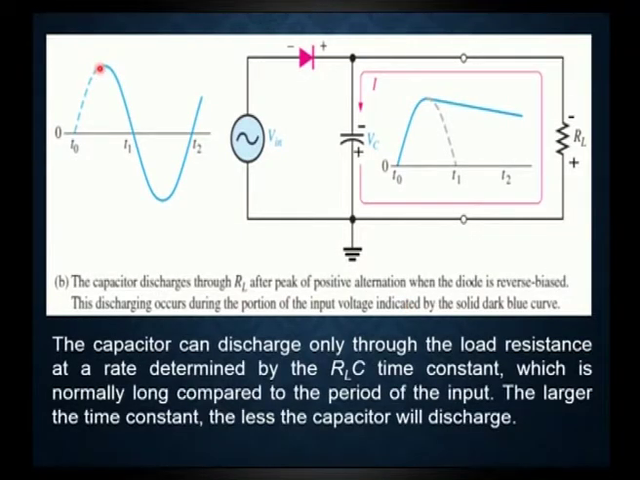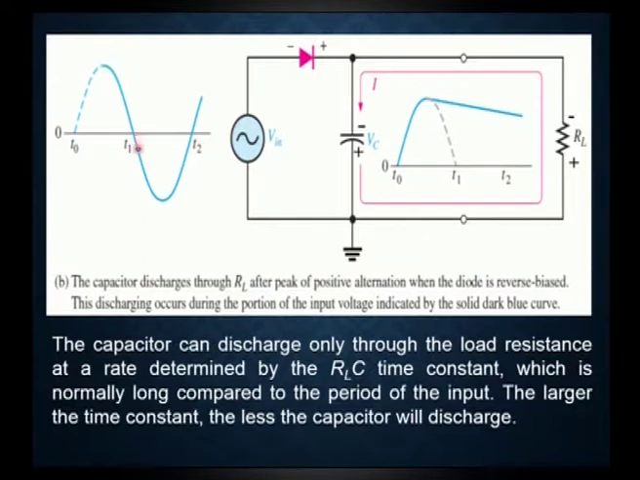Next, after this dotted line, when the input crosses the peak voltage, what happens? The capacitor starts discharging through RL after the peak of the positive alternation, when the diode is reverse biased. This discharging occurs during the portion of the input voltage indicated here. So, whenever it crosses the peak voltage, the diode becomes reverse biased and the capacitor starts discharging, and the output appears like this. The dark lines that we show here are in the form of a slope, which appears for this entire portion.